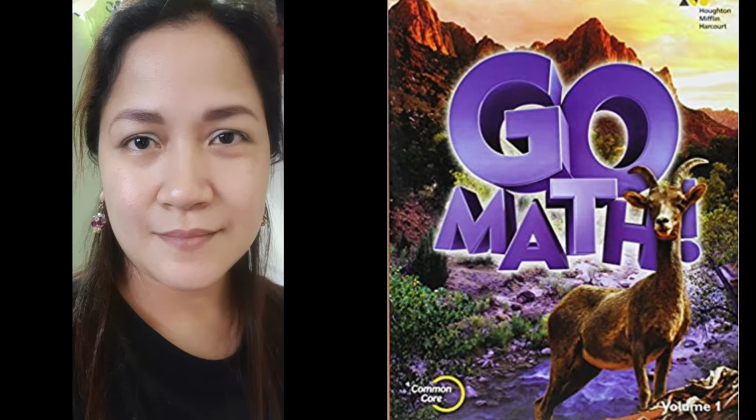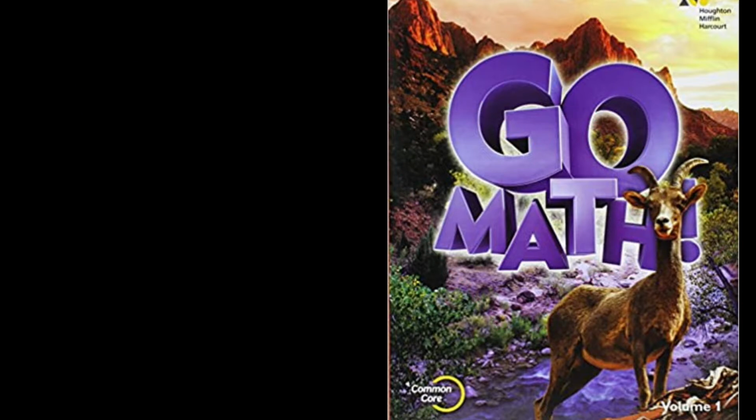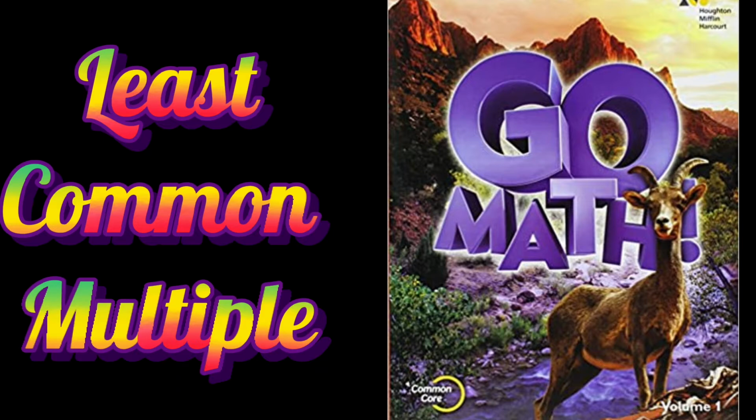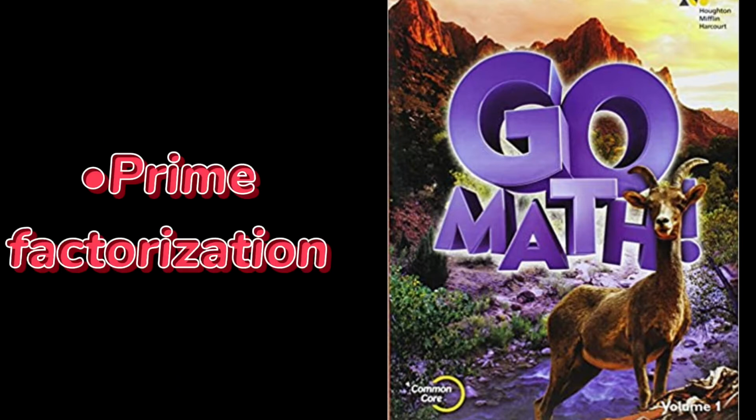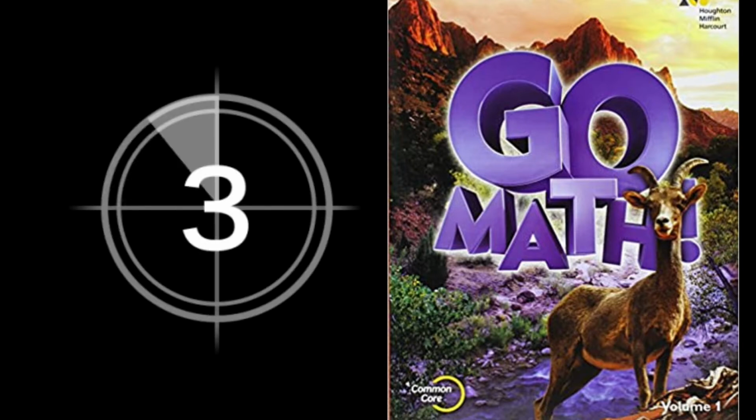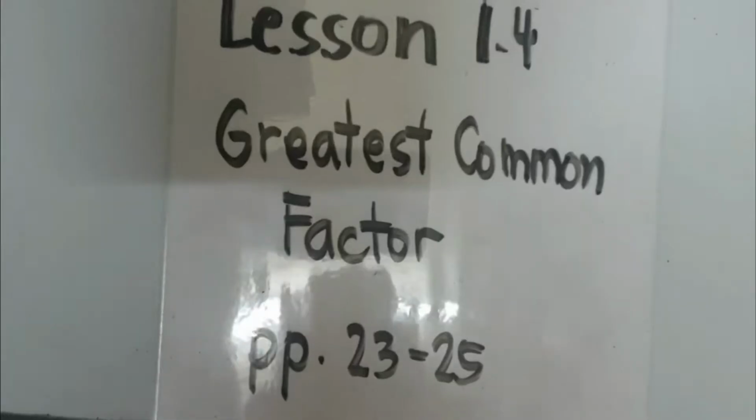In the previous lesson, we learned how to find the least common multiple of two or more numbers. And we used two methods. Those are the listing method and using the prime factorization. Now let us all get ready for the next lesson.